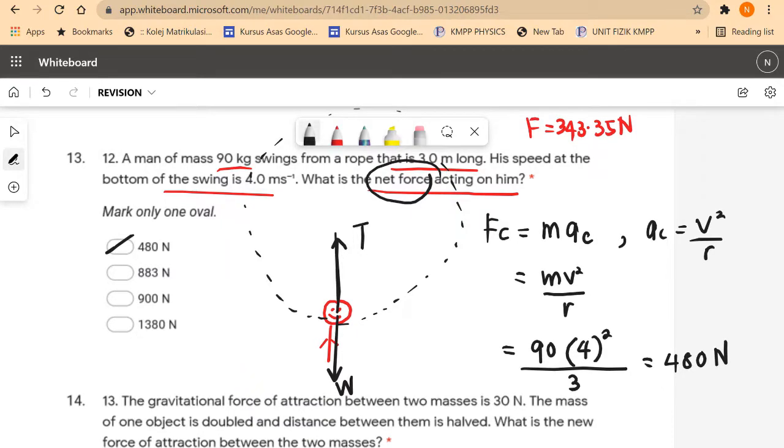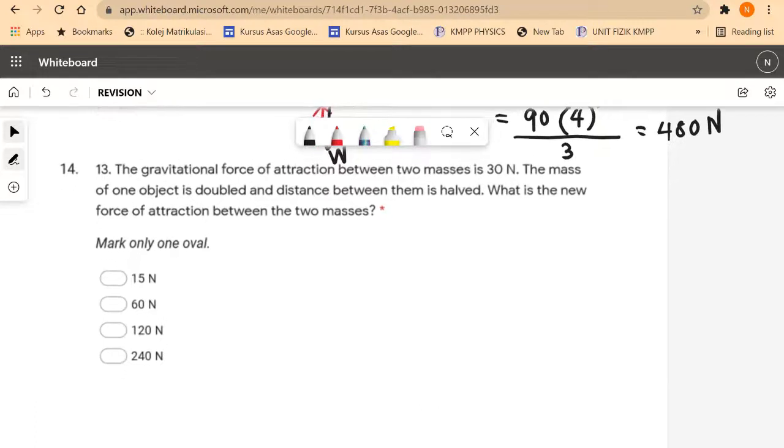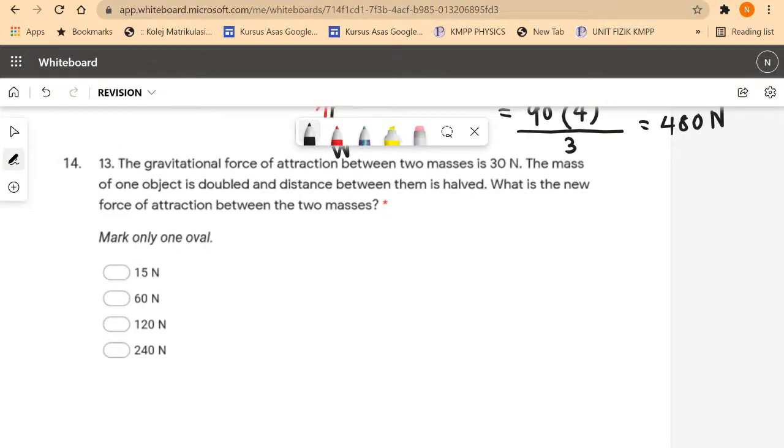And then number 13, the gravitational force of attraction between two masses is 30 Newton. The mass of one object is double and the distance between them is half. What is the new force of attraction between the two masses?